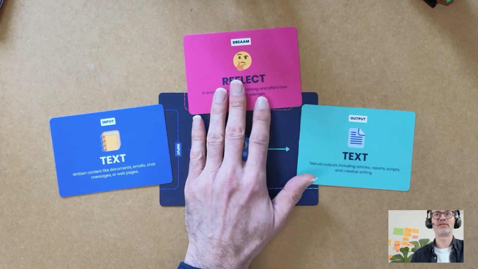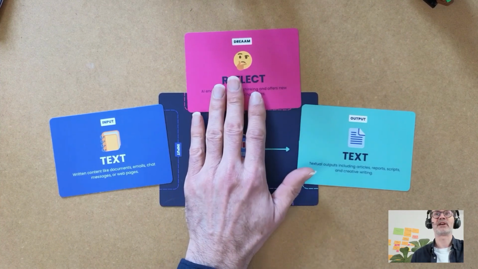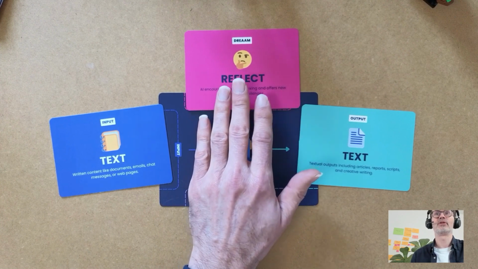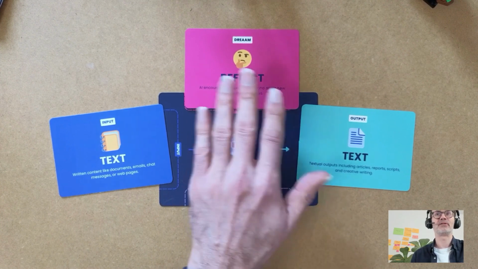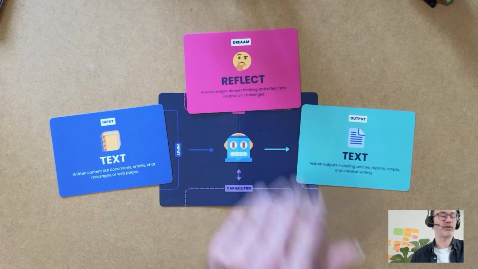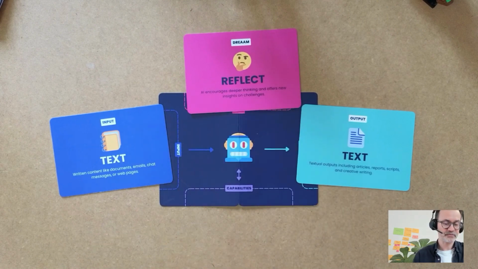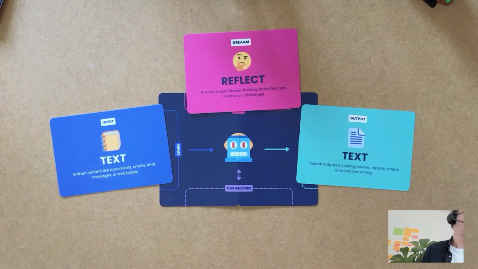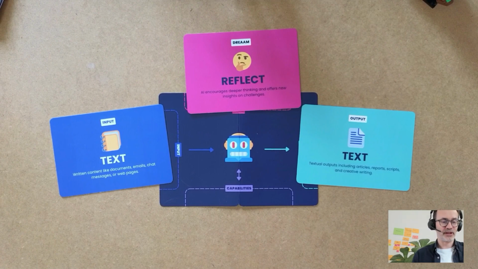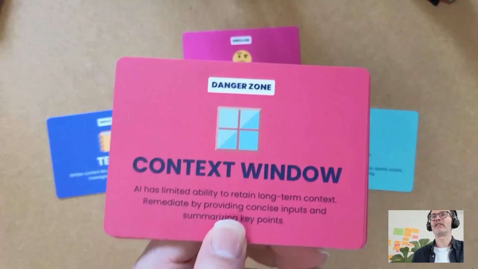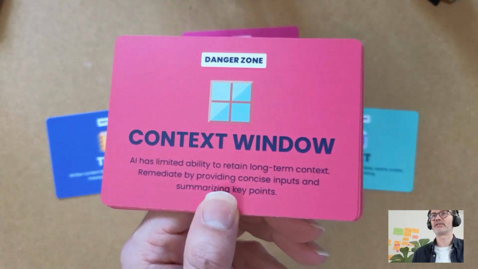And during the brainstorming phase, you can use these cards to trigger many more ideas on how to leverage AI in my work, in their work. So that was the dream card. And then, of course, this tool is one you can use the right way and the bad way. So this is why I've made the danger zone cards.